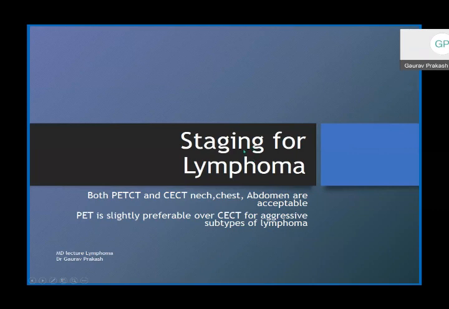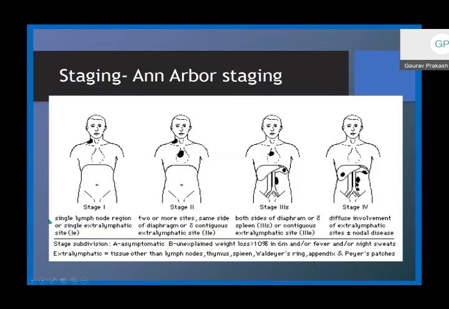Now coming to a common thing which many of you who are posted with us understand, staging for lymphoma. So one bottom line is, both PET-CT or CT neck, chest, and abdomen are acceptable. If you have PET-CT, PET-CT is preferable because as a functional imaging, it gives a better understanding and it is more reproducible. Only CT is largely observer dependent, so therefore PET-CT is preferred. However, if you do not have access to PET-CT, no problem. CT neck, chest, and abdomen is completely acceptable as a staging modality. This is very common. I think all of you know it.